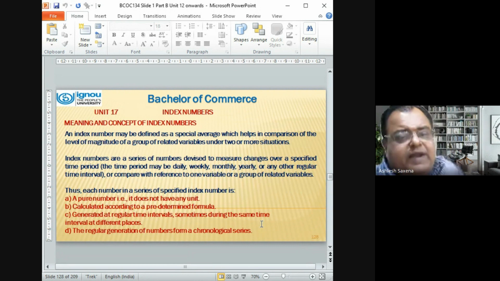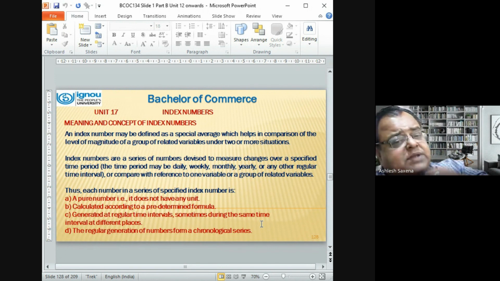Now comes your index number. Please remember, different formulas will be there. What is the meaning and concept of index number? An index number may be defined as a special average which helps in comparison of the level of magnitude of a group of related variables under two or more situations.